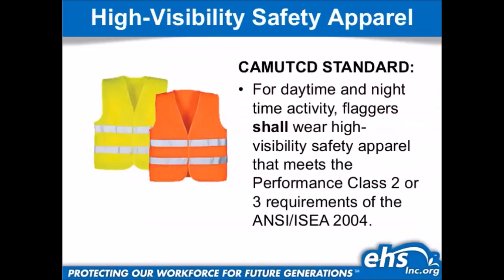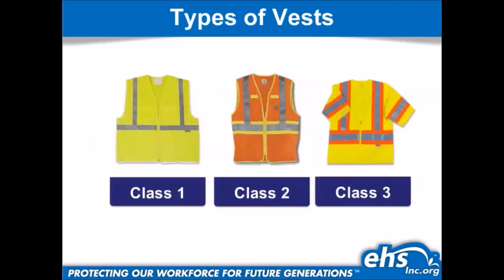So here we're going to just kind of start clicking through, guys. We've got requirements for the vests. The requirements in the CAMUTCD say for daytime and nighttime, flaggers shall wear high visibility safety apparel that meets performance class 2 or 3. So the minimal requirements for daytime would be class 2, class 3. If you notice, they write it in a particular way: daytime, nighttime, class 2, class 3. The vests are these here shown here.